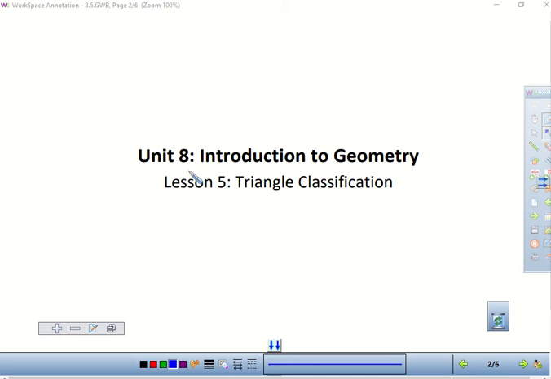Okay. So today we're going to be doing Unit 8, Introduction to Geometry, and our lesson is going to be focused on triangle classification. This is lesson 5. So before we can get into operations with triangles, we need to learn how we classify triangles.